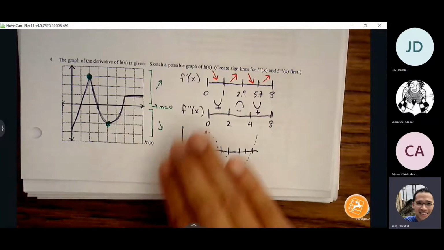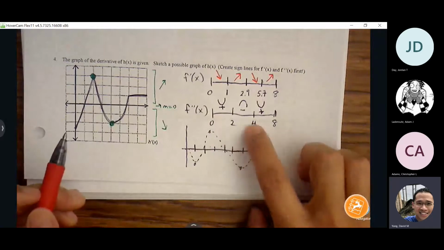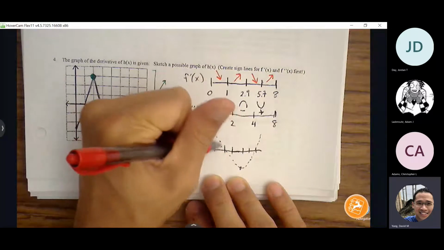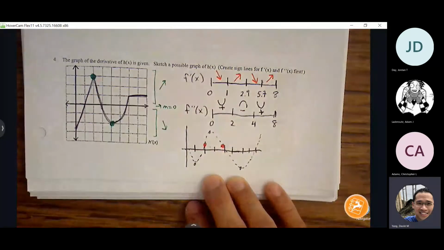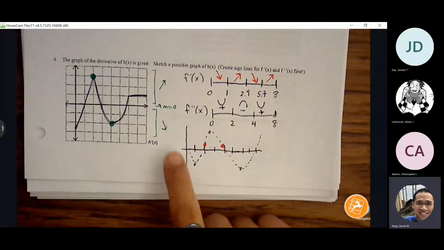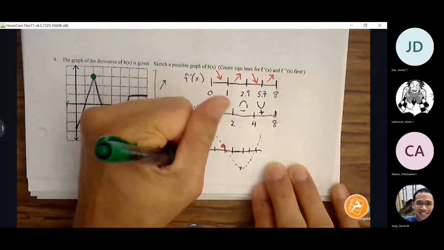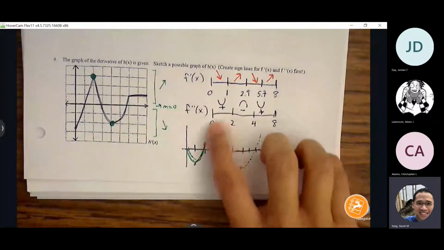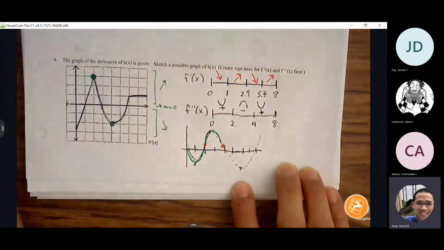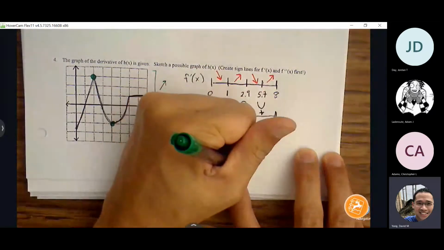We go back now. We're going to improve on this graph based off of the second derivative sign line. We know 2 and 4 are points of inflection. So wherever the graph lands at 2, wherever the graph lands at 4, so this is concave up. This is concave down. This is concave up.